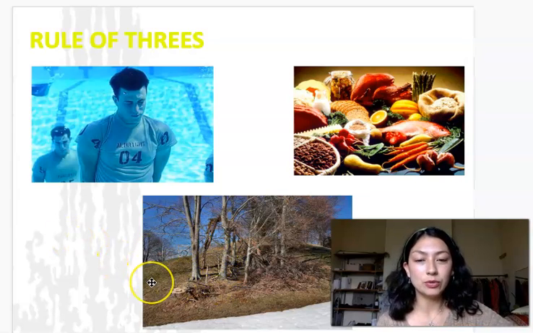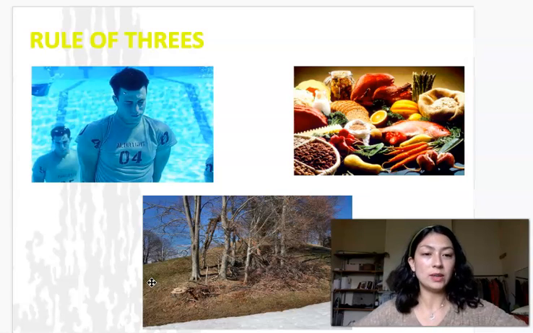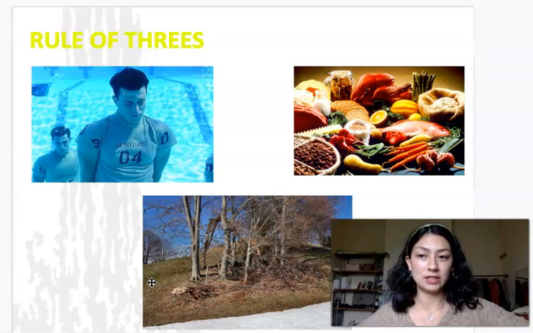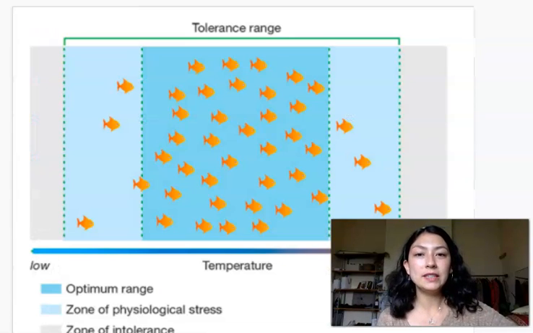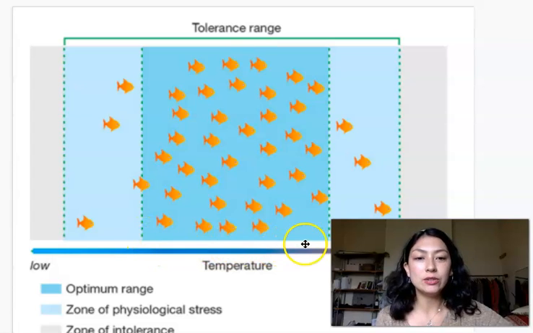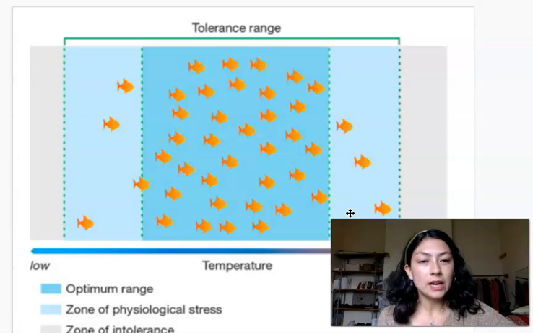Shelter is very, very important to find because one of the easiest ways to die out in the wilderness is due to exposure, so there's extreme temperature conditions. This is based on something called a tolerance range. So all creatures have a tolerance range that they can survive or thrive in. This picture here shows the optimum range that these fish can live in. Anything outside of that is survivable, but it does put them under physiological stress.